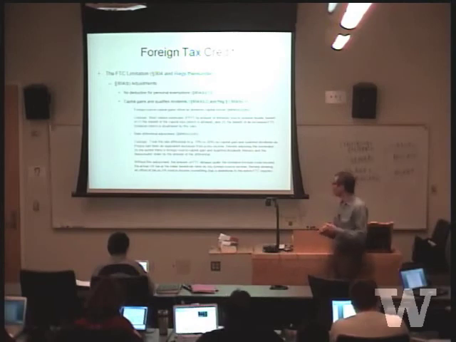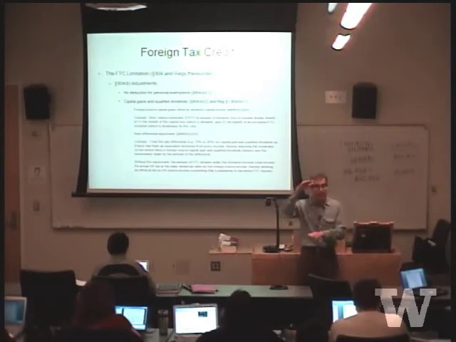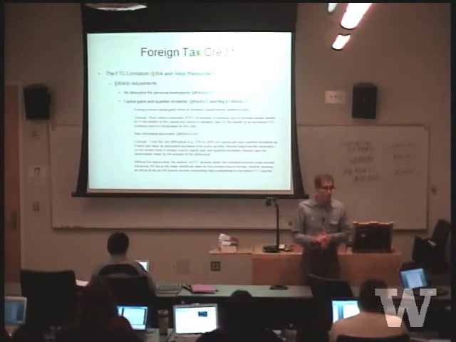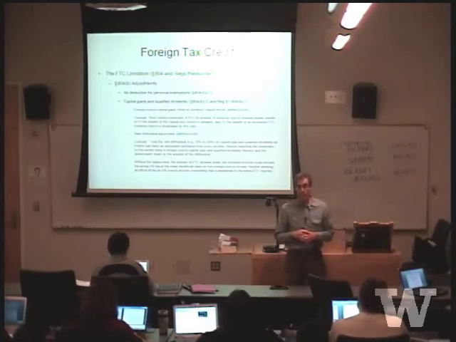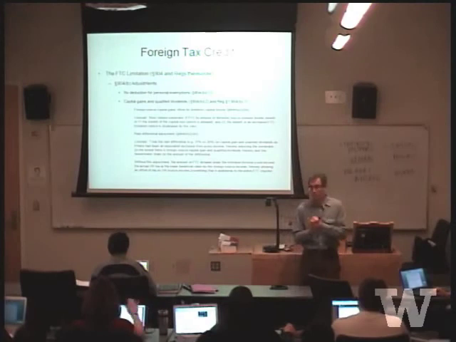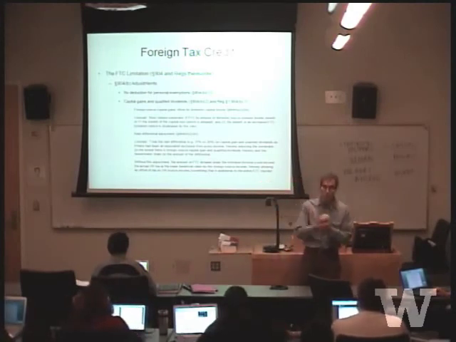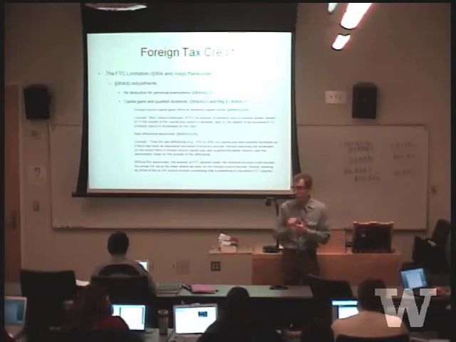Now, if you look at 904(b) in the code, you see about a page of fine print, which is reasonably miserable to read. The question is, why is it there? If you think about the formula for a moment, foreign source taxable income over worldwide taxable income times U.S. tax.